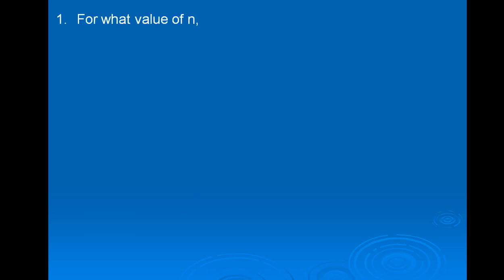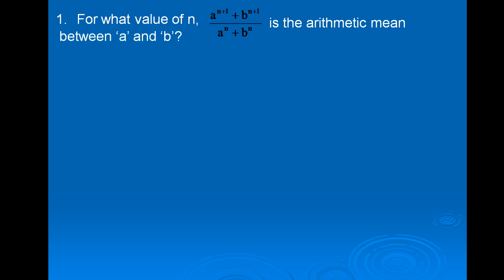Our first problem is, for what value of n is (a^(n+1) + b^(n+1)) / (a^n + b^n) the arithmetic mean between a and b?